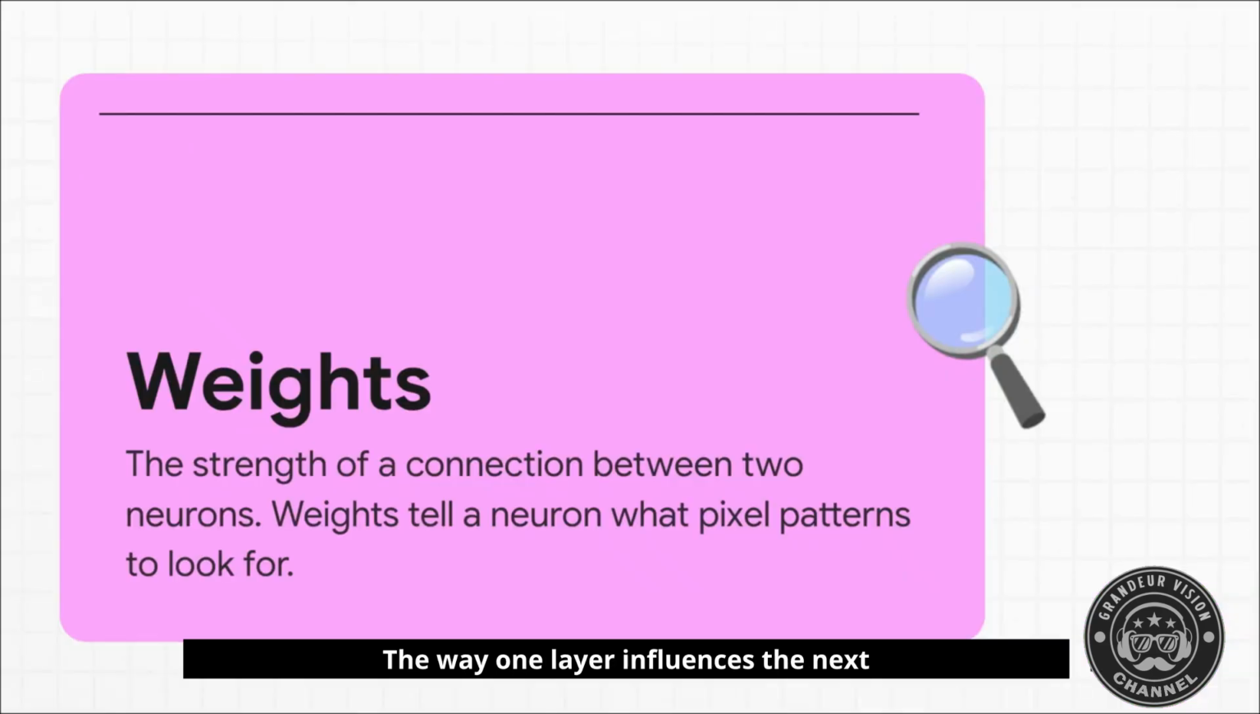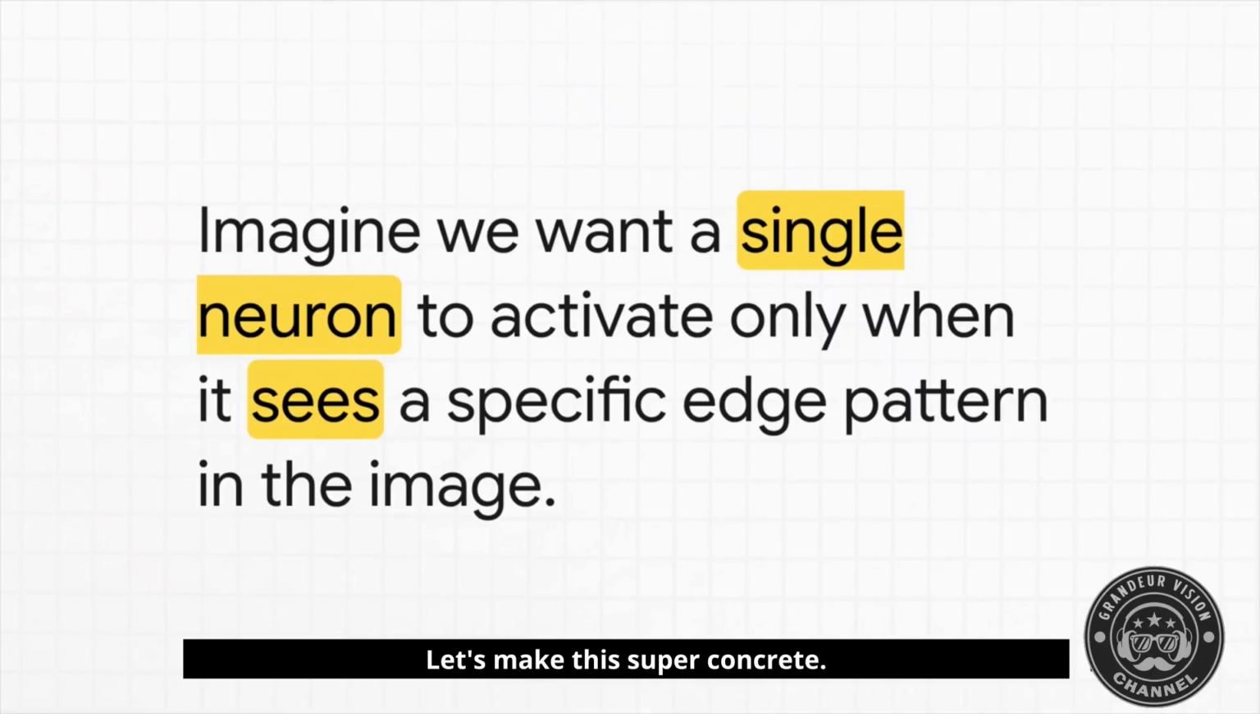The way one layer influences the next is controlled by something called weights. Every single connection between 2 neurons has a weight. You can think of it like the strength of that connection. And fundamentally, these weights are what tell a neuron what specific pattern to look for in the layer that came before it. Let's make this super concrete.